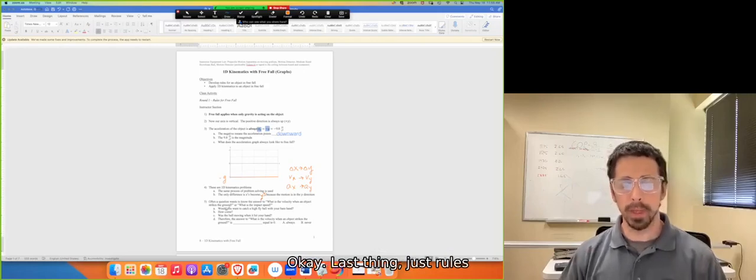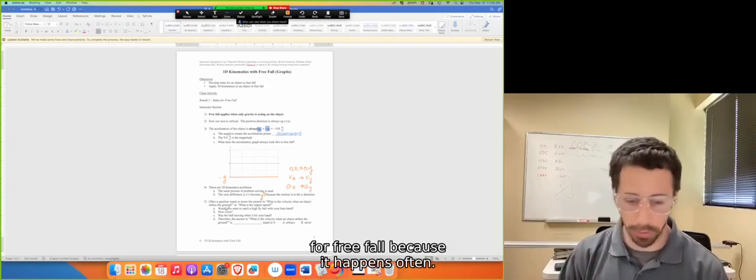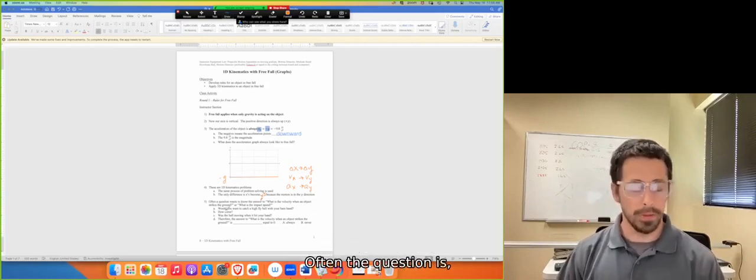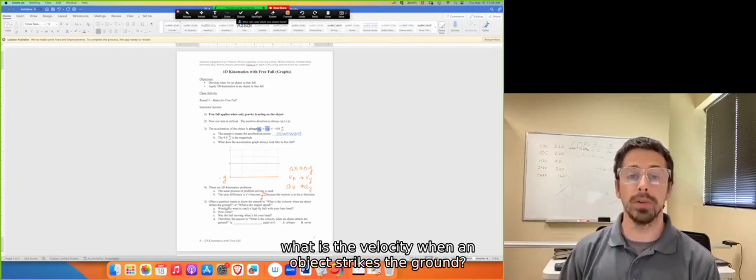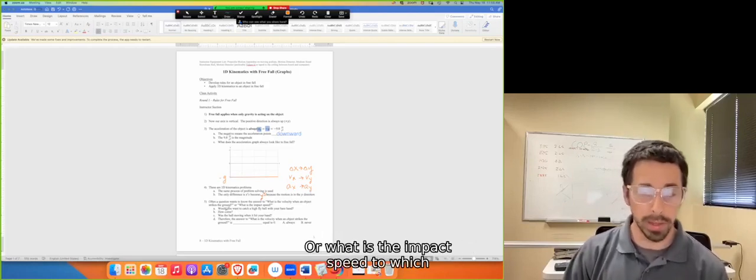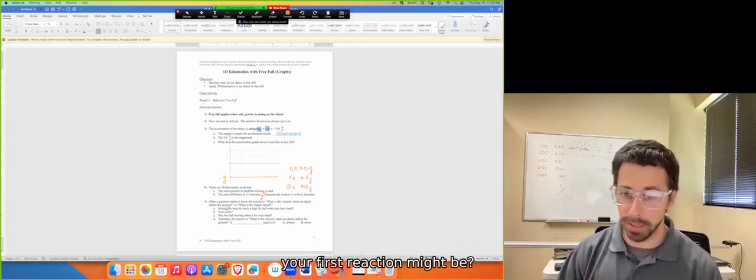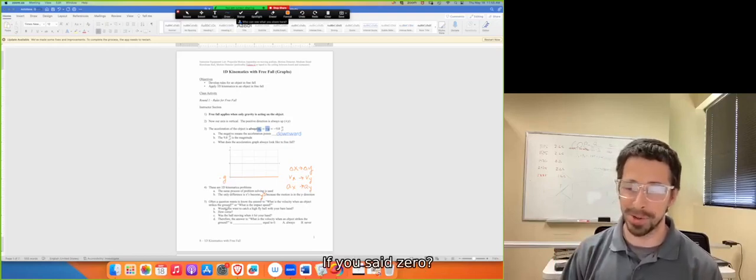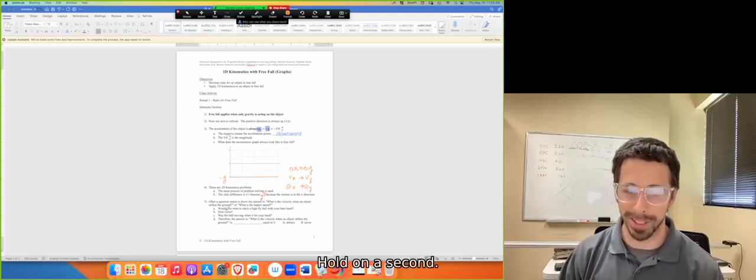Okay, last thing, just rules for free fall, because it happens often. Often the question is, what is the velocity when an object strikes the ground? Or what is the impact speed? To which your first reaction might be, if you said 0, hold on a second.